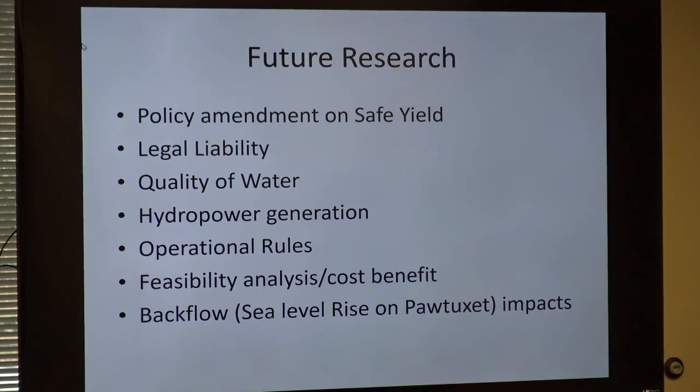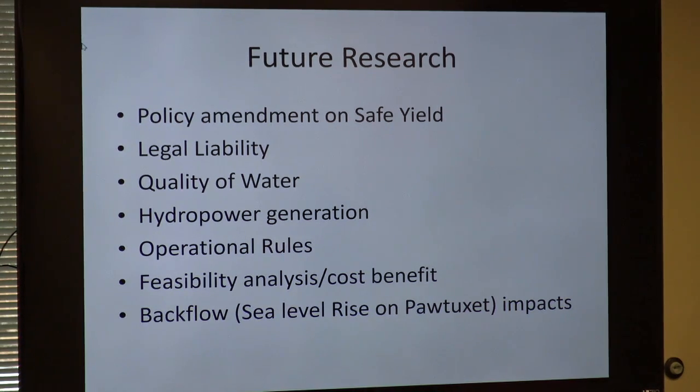And we have a lot of other proposed research that could be a segue to what we are currently doing, like a post amendment on safe yield. Again, all of this comes with legal liability. What does that mean in terms of the legal aspect? Quality of water, right? If you are storing water for too long, then organic matter matters. When you're treating water, too much organic matter builds a lot of carbon, and if you're treating water with a high concentration of carbon, it could lead to the formation of disinfection byproducts, like trihalomethanes and haloacetic acids.